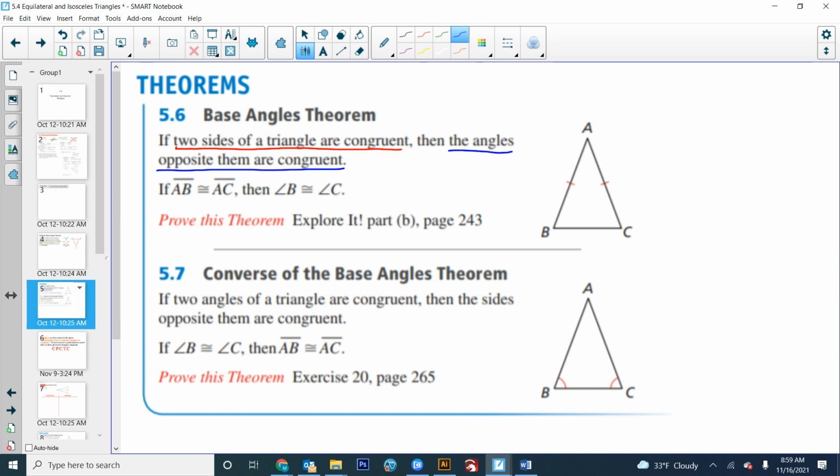Opposite from those legs, right? The converse says if two angles of a triangle are congruent, the sides opposite them are congruent. So one says two sides are congruent, therefore the angles are. The other one says if the angles are, then the sides are. So it's all about what you're given. Are you given two angles are congruent, or are you given two sides are congruent?